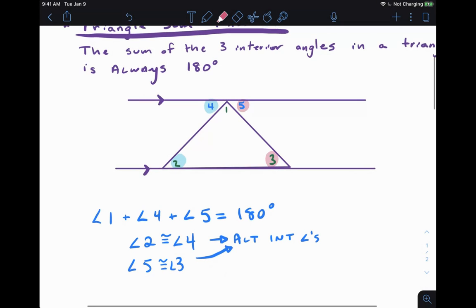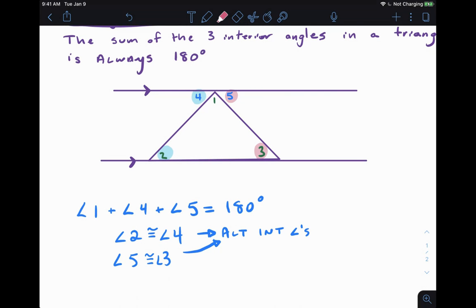And now all we have to do is an algebra concept. Think about substitution. I know angle 2 and angle 4 are, for all intents and purposes, the same. So I can replace angle 4 with angle 2. I could swap that out. Let me go ahead and do that. Since I know they were the same measure, I can do that. And same thing with angle 5. I know 5 and 3 are the same, so I can logically replace it or substitute its value. And we've just proved this idea.